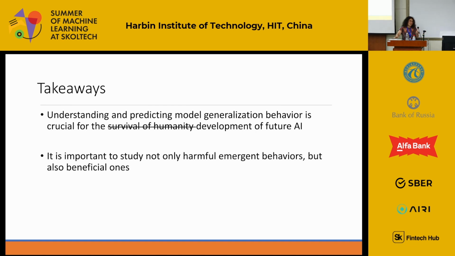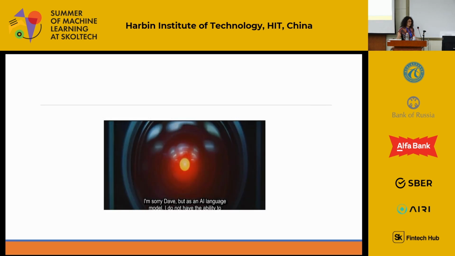And in my personal opinion, it's important to study not only harmful emergent behaviors, but also beneficial ones. Most examples here were from the topic of AI safety, so people study how the model can destroy the world. But in fact, the same thing could be applied for the benefit of the world, and it's kind of underrepresented in the research. So, questions.